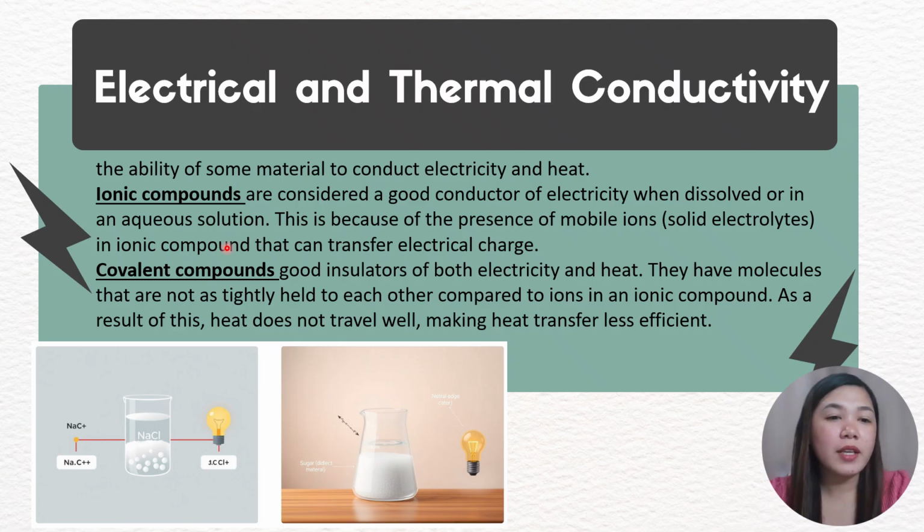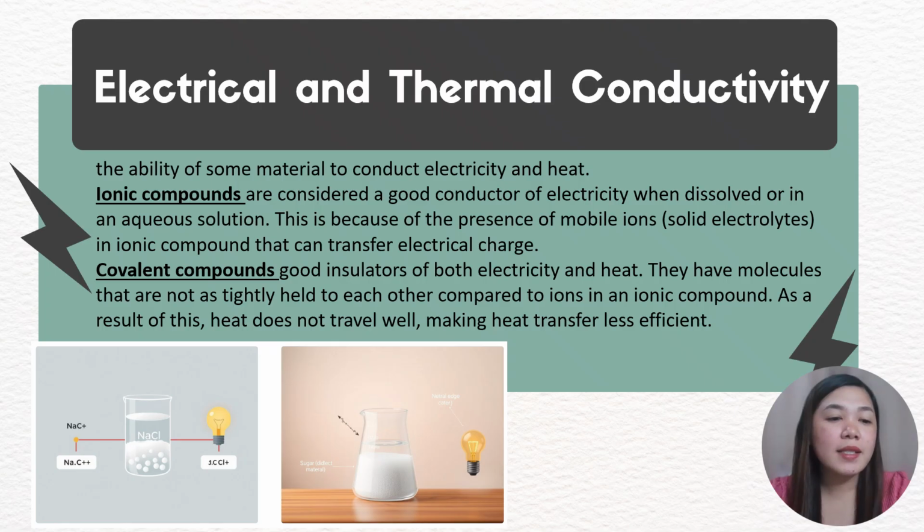Vice versa, covalent compounds on the other hand are good insulators of both electricity and heat because they have molecules that are not as tightly held to each other compared to the ions of the ionic compounds. As a result, the heat does not travel well, making the heat transfer less efficient. So they do not conduct electricity and heat at this time.